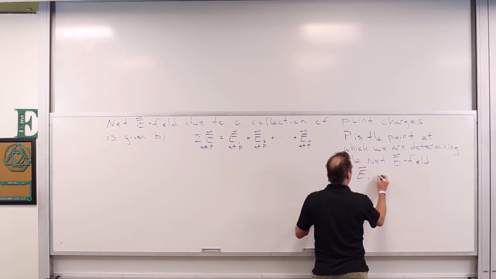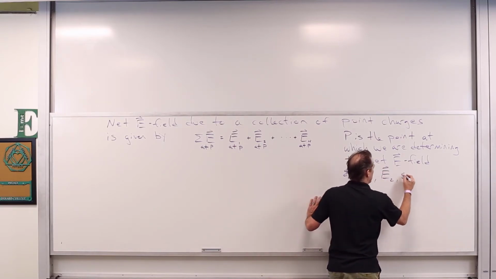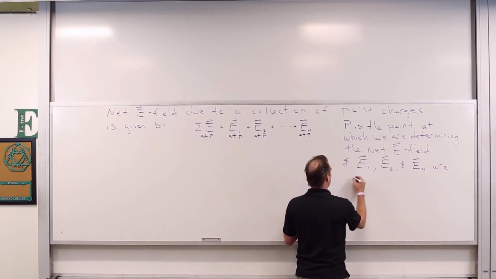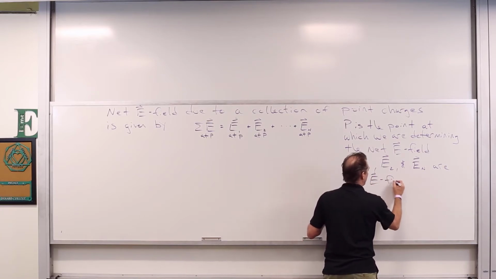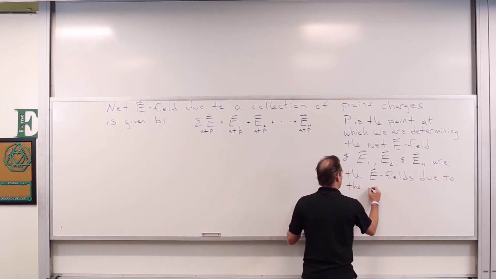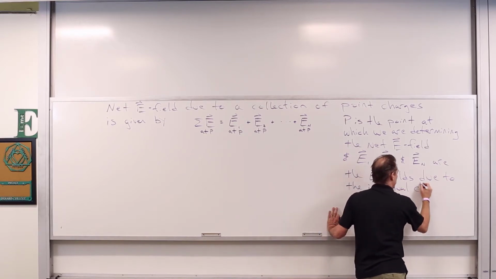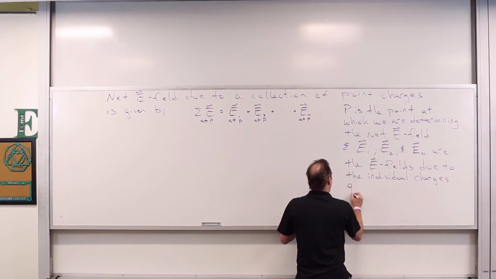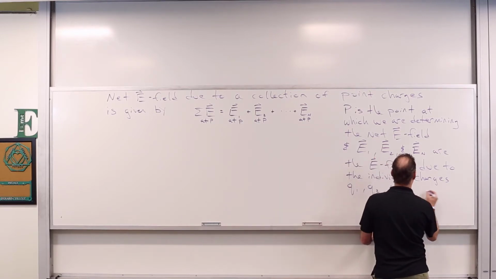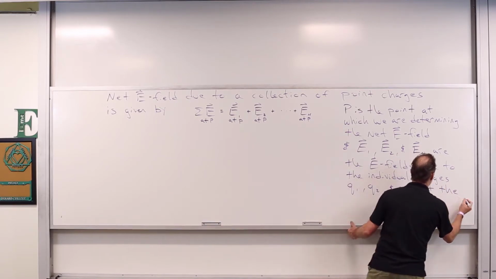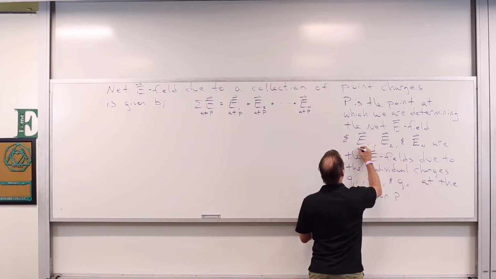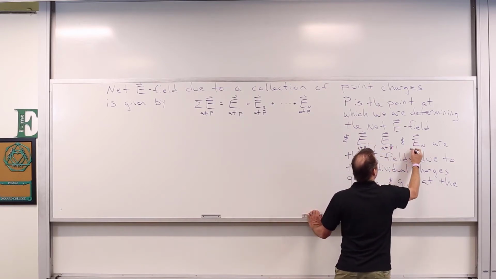And E hat 1, E hat 2, and E hat n are the electric fields due to the individual charges Q1, Q2, and Q sub n at the location P. So we should really put at P, at P, at P.